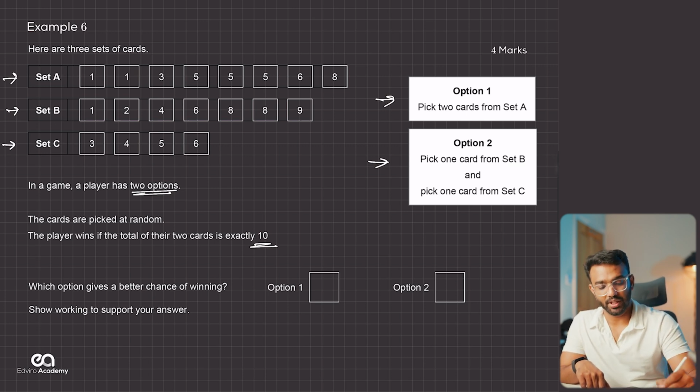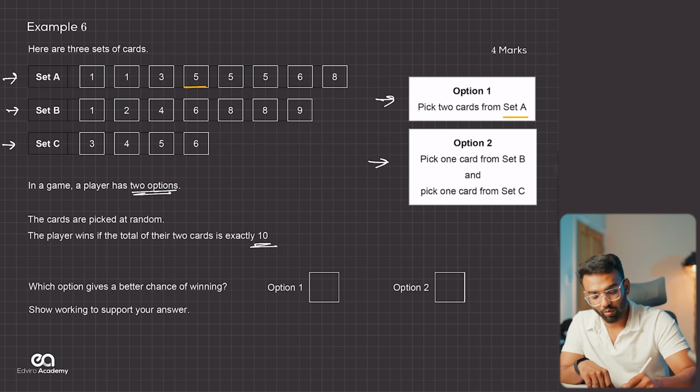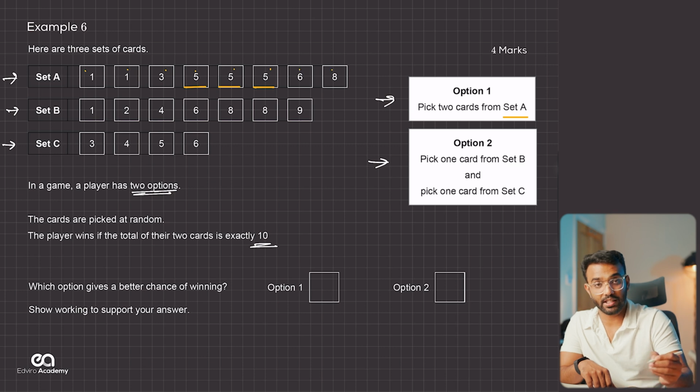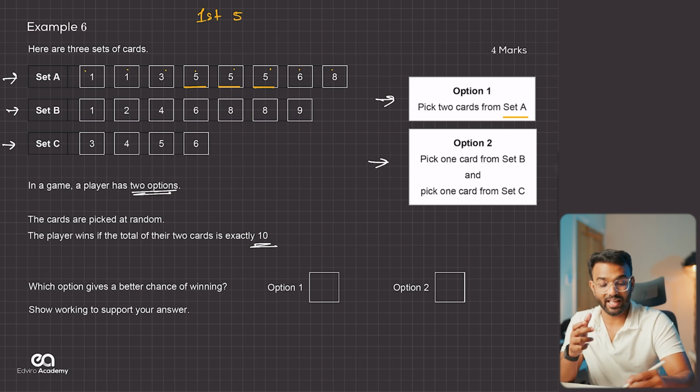So the first option is to pick 2 cards from set A. And in set A, the only way you can get 10 is by picking two 5s, right? And we have 1, 2, 3, just 3 fives in here out of 1, 2, 3, 4, 5, 6, 7, 8 cards. So picking a 5, all right? The first 5, what is the probability of picking a 5?